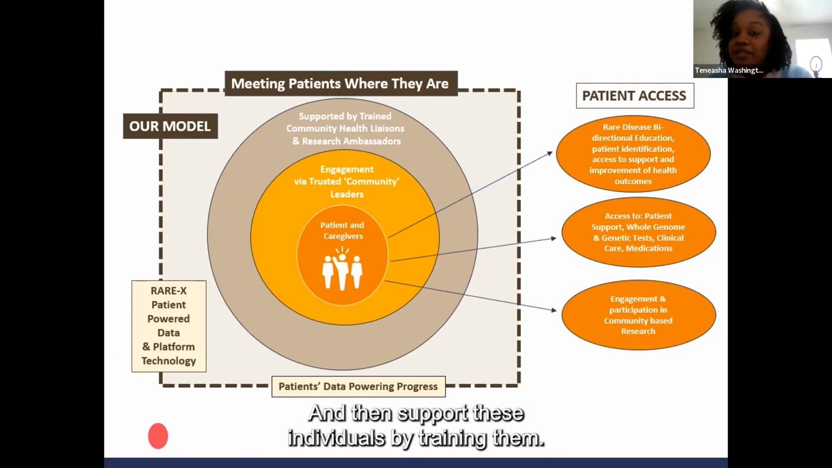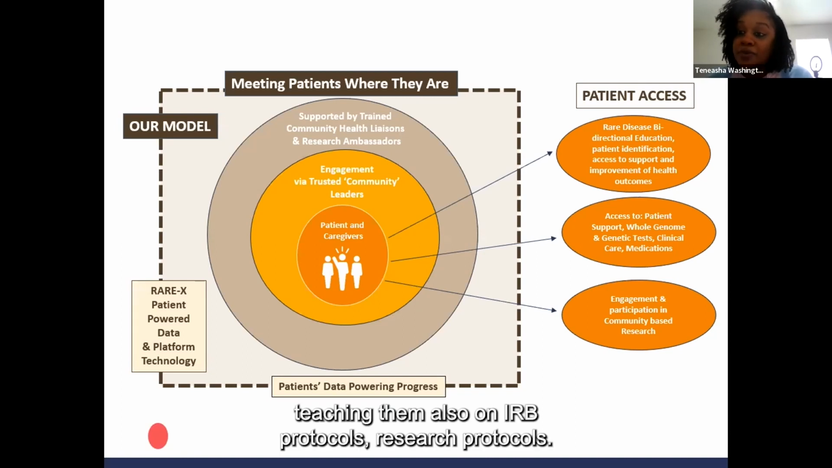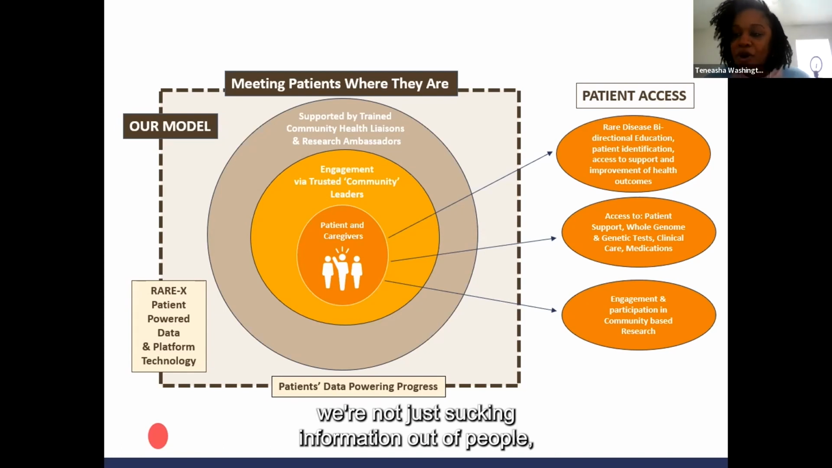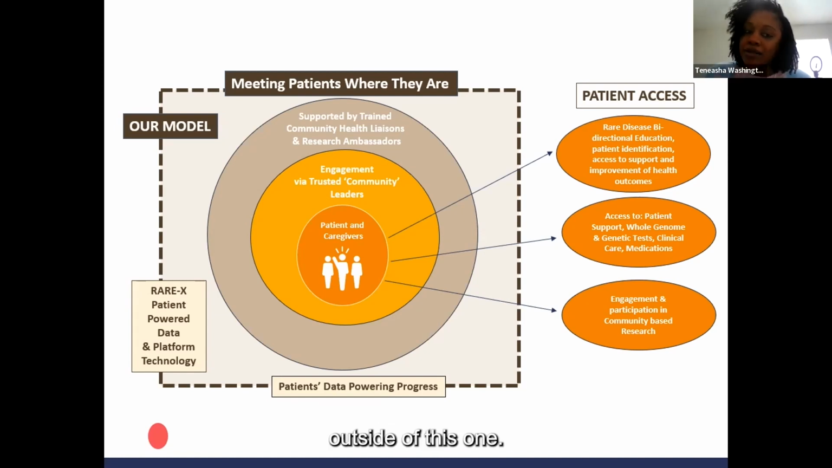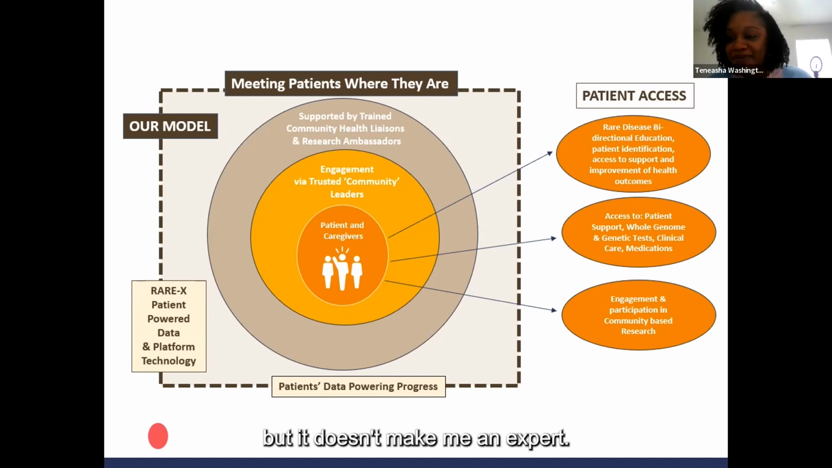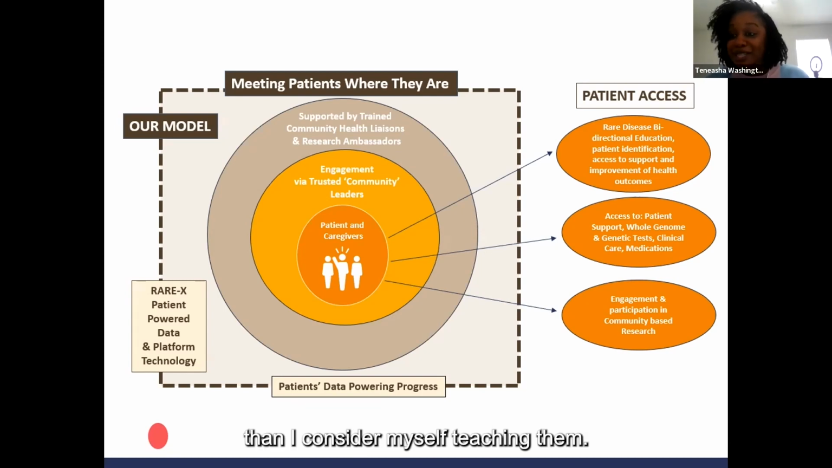And then we support these individuals by training them and teaching them also on IRB protocols, research protocols. So for sustainability purposes, we're not just sucking information out of people, but we're also giving them skills that they can use in other projects as well, outside of this one. So again, bi-directional education, I always say that because yes, I have all these letters behind my name, but it doesn't make me an expert. People in communities are their own experts, and oftentimes they have taught me a lot more than I consider myself teaching them.